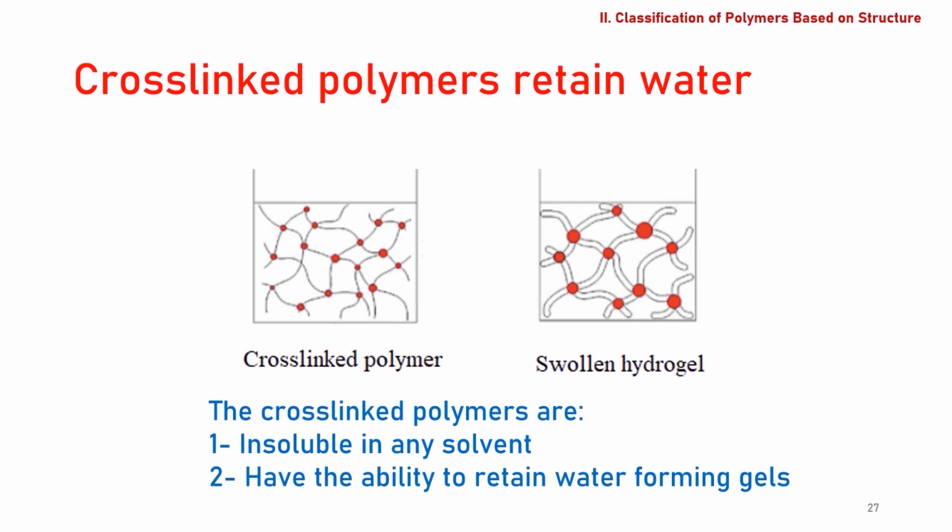The cross-linked polymers are insoluble in any solvent, and they have the ability to retain water, forming gels. Polymers with a small number of cross-links have good swelling properties and are used as gels, whereas polymers with a large number of cross-links are rigid and hard.